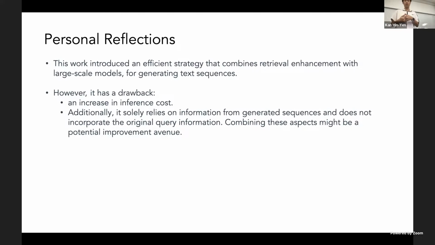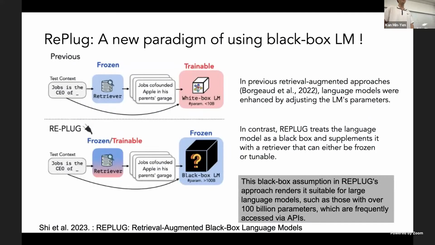And another is that we need to concatenate the retrieved documents into the original input. So probably the original input is ignored in the following steps. So this is another probable drawback, and improvements can probably be made based on this. Yeah, and here is another work. Actually, this work kind of solves a problem in the previous work.